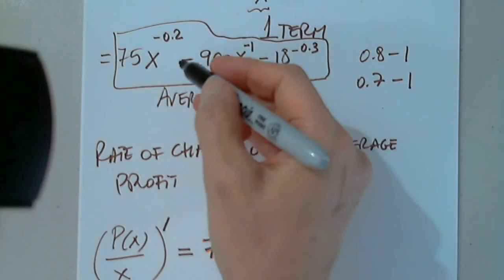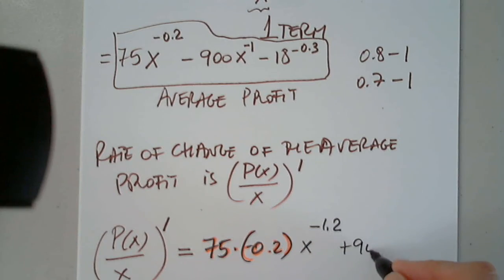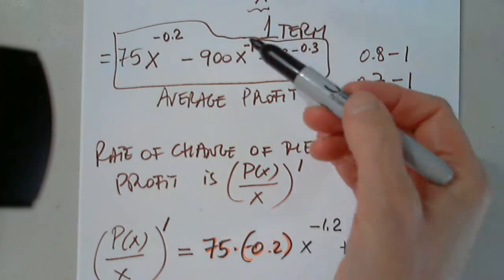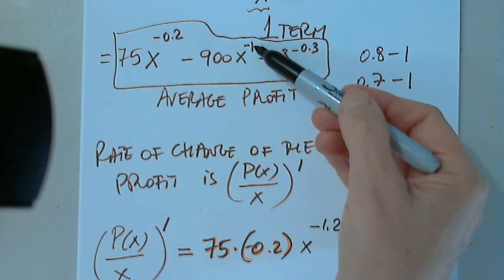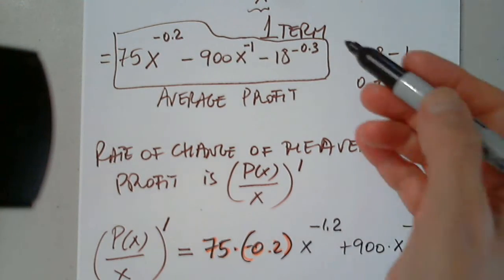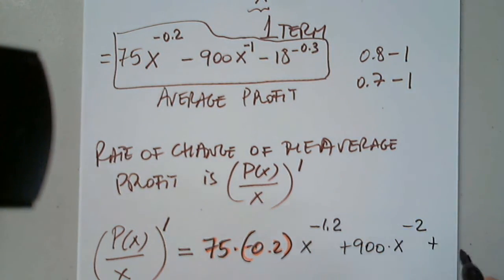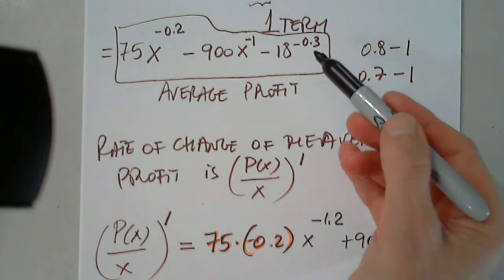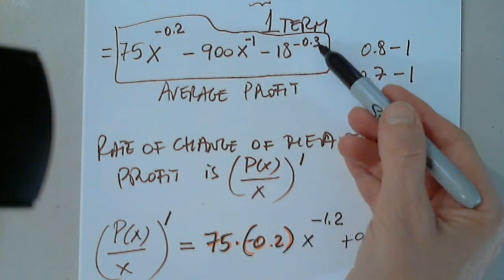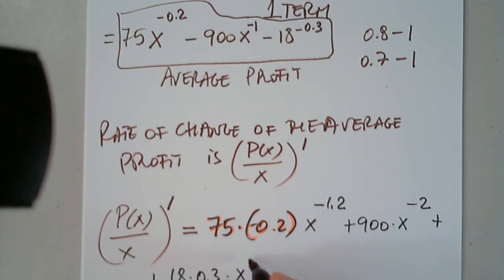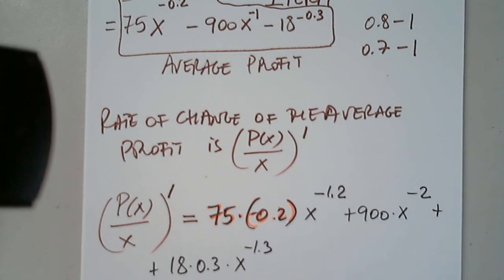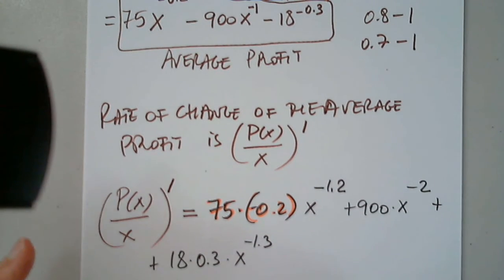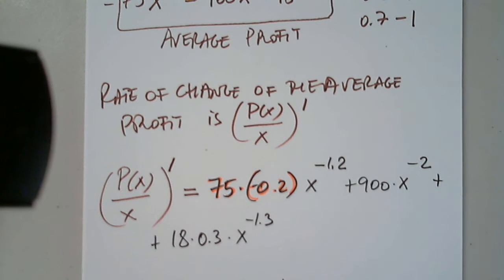Good. Now I bring down negative 1, so it's positive 900 times x to which power? Minus 2. Excellent. Now I bring down negative, so it's going to become positive 18 times 0.3 times x to which power? This was negative 0.3. Minus 1.3. That's it. Awesome. Let's clean it up a little bit and then plug in 20. Yes. Okay.